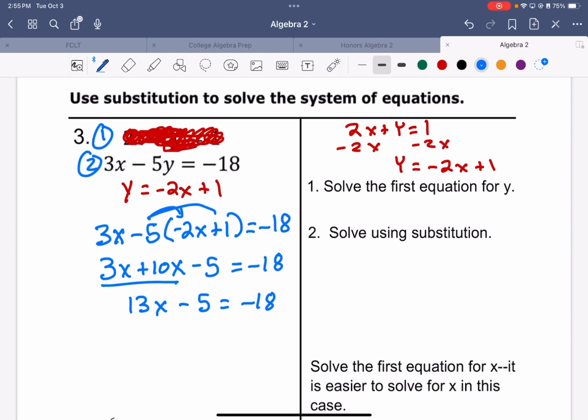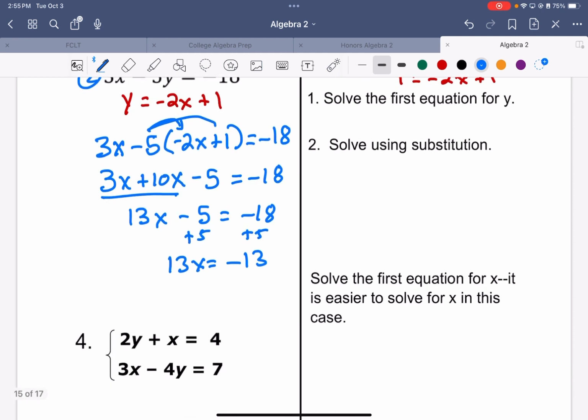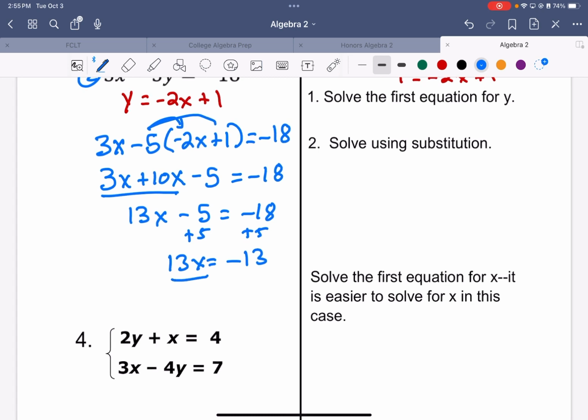Isolate the variable, so I have to add 5. That gives me 13x equals negative 13. So again, I'm just doing this in my head. 13 times what is negative 13? Negative 1. Or you divide by 13. So you get x is equal to negative 1. So there's my x value.